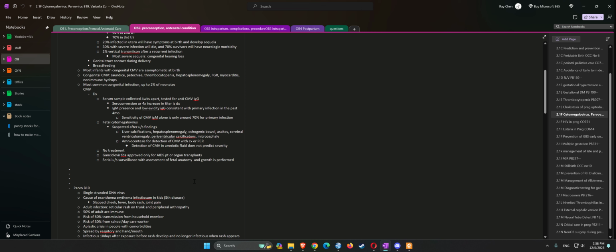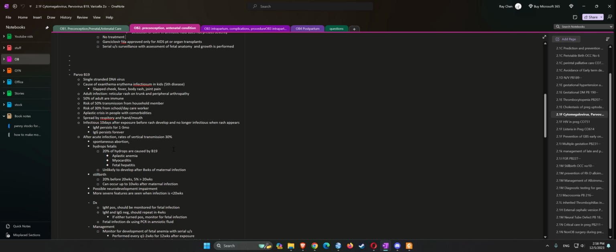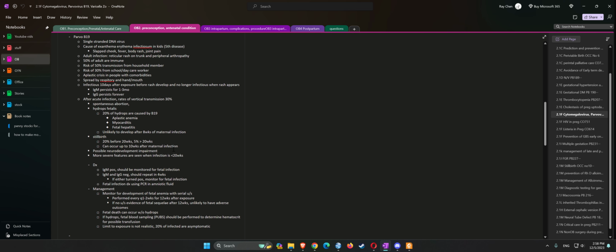Okay. Would you try to test the baby? You can also test the amniotic fluid to assess for infection. Okay. Is there any treatment? I would co-manage this patient with a maternal fetal medicine specialist, but I do not believe that there is an antiviral.